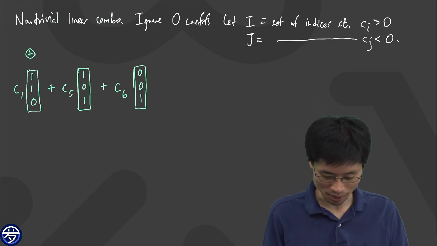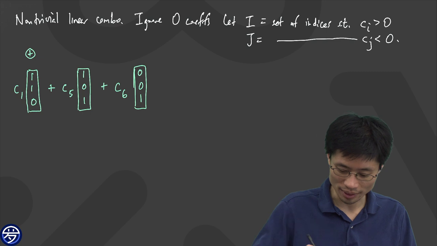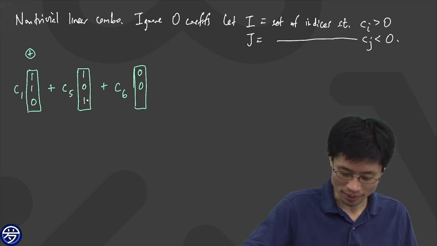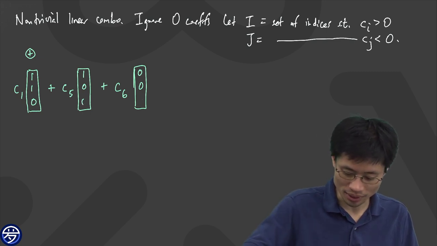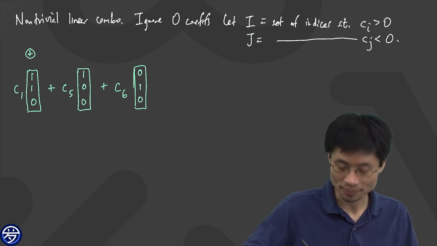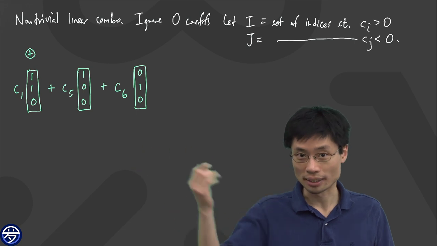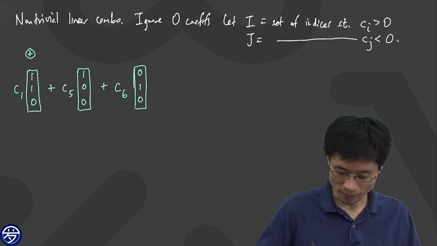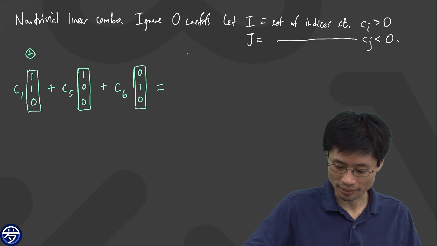Actually, this example is going to be too boring. I'm going to change one of these numbers. In fact, I'm going to change a bunch of these numbers. I'm going to make that 1, 0, 0, and I'm going to make the last one 0, 1, 0. This is on purpose. So I add all of these together. Those are the positive side, and that's going to be equal to the negative side.